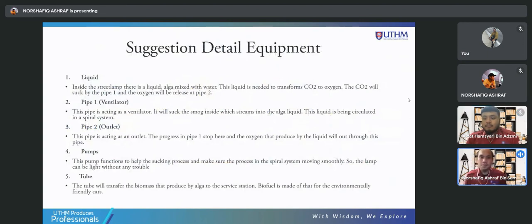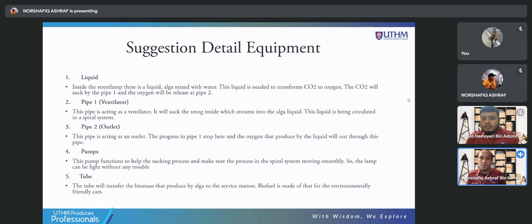Next I will explain the solution's detailed equipment. We have five pieces of equipment in our project. The first one is the liquid. The liquid is inside the street lamp. We use algae mixed with water. This liquid is needed to transform CO2 to oxygen. The CO2 will be sucked in by pipe 1 and the oxygen will be released at pipe 2.